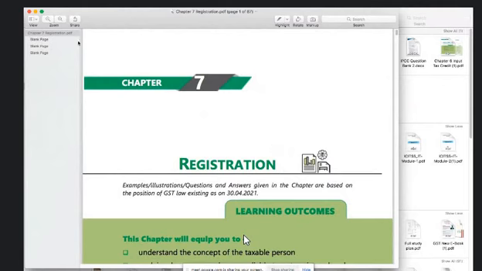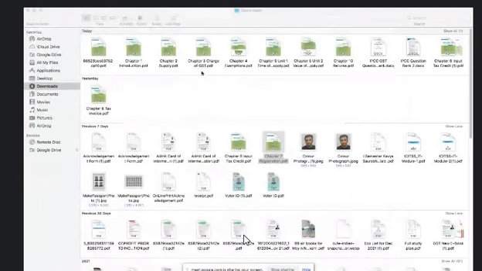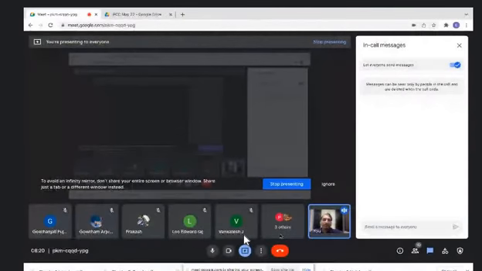Then we have seen the tax invoice, debit note, what are the documents, and the last part is the returns chapter. So with this we complete our GST portion. Any doubt you have, you can ask me.